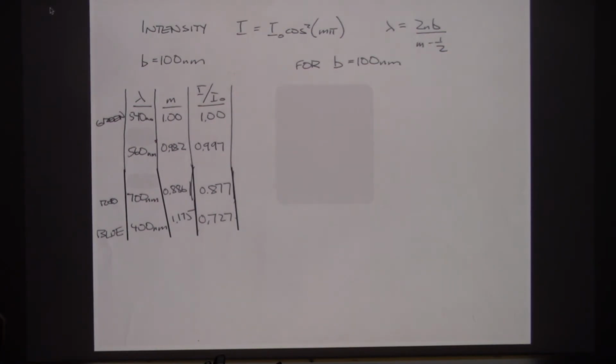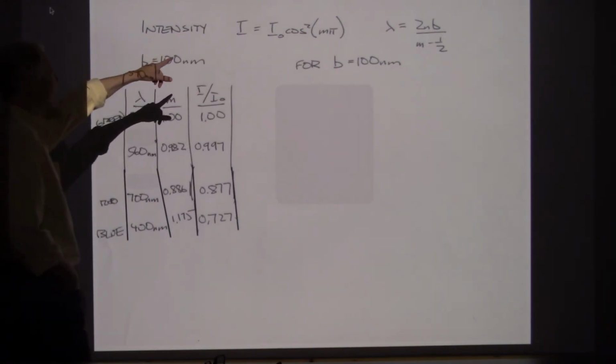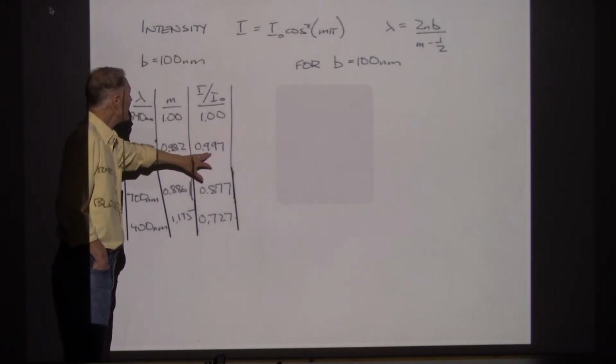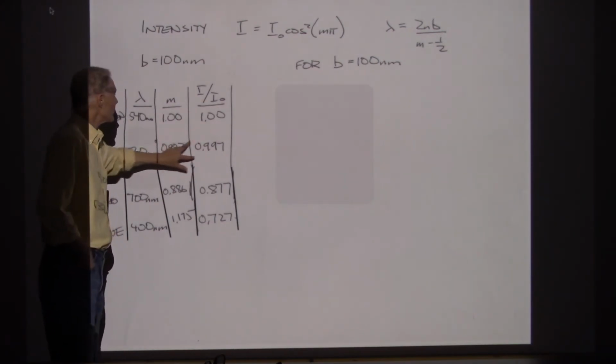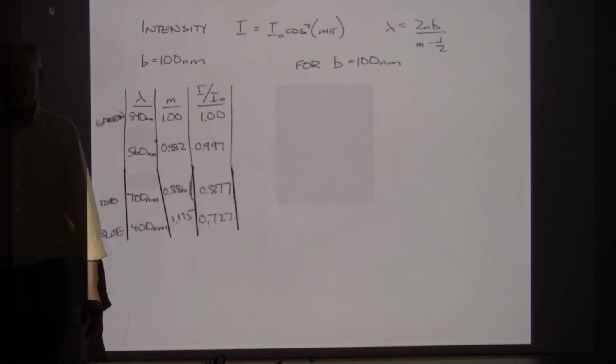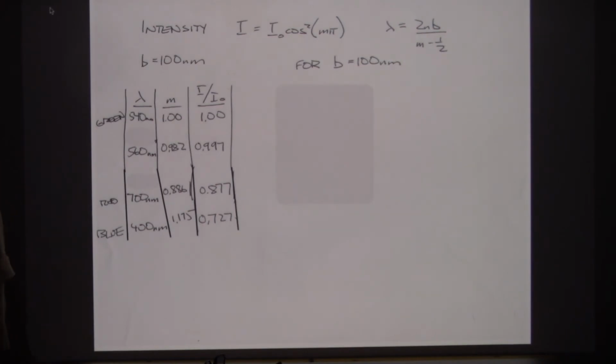Well, that's actually a pretty good sized m value. That's almost 1. When I calculate the cosine squared of m pi, I find that at 560 nanometers, I'm still getting a relative intensity of 0.997. All right, so it's saying that 560 nanometers works just about as well as 540 for reflection.